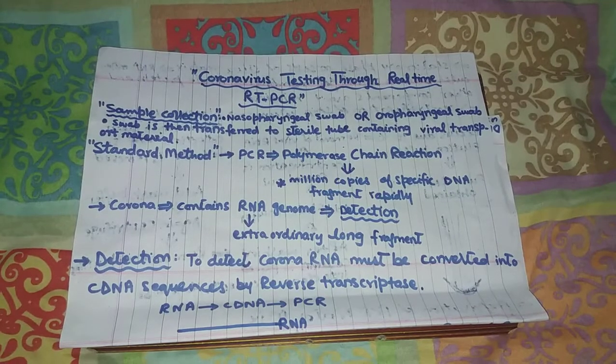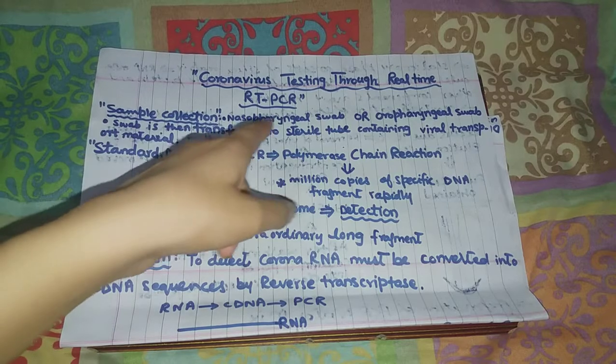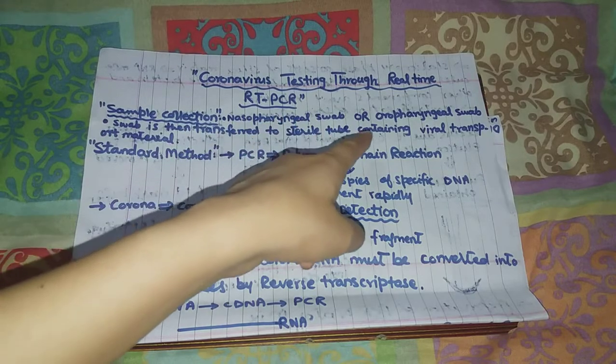Today we will talk about coronavirus testing through real-time RT-PCR. The first step is the sample collection. How do we get the sample? We get the sample through a nasopharyngeal swab or oropharyngeal swab.